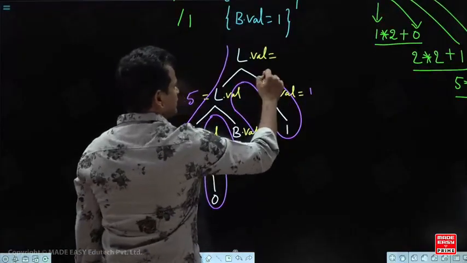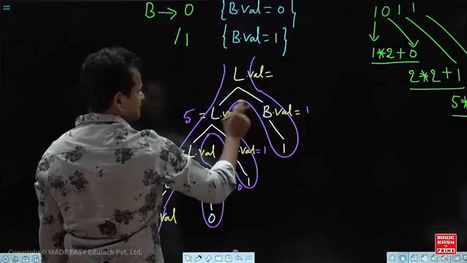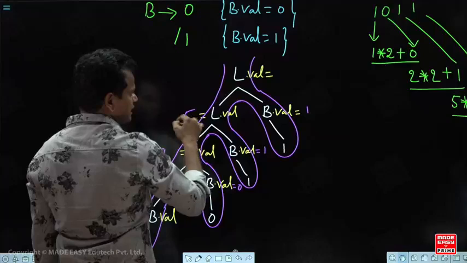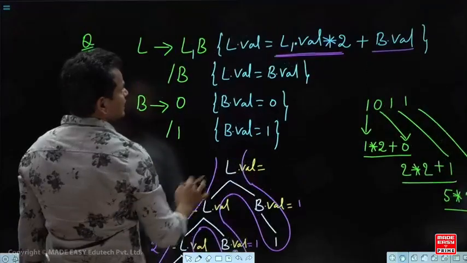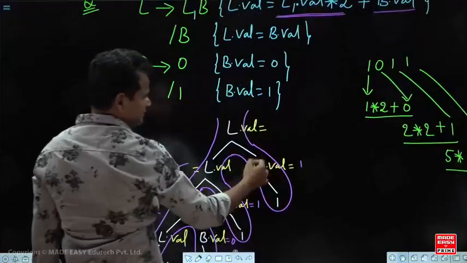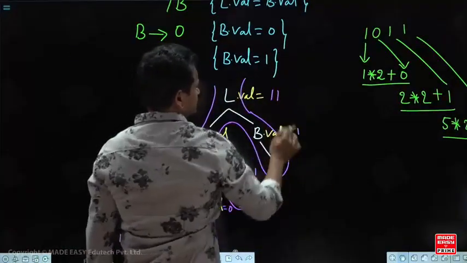Now finally here, see, L derives LB, and LB is reduced to L. So at the production L derives LB, L.value equals L1.value into 2 plus B.value. L1.value is 5, so 5 into 2 plus B.value. Here B.value is 1, so 5 into 2 plus 1, that is 10 plus 1, 11. So what is the answer here?